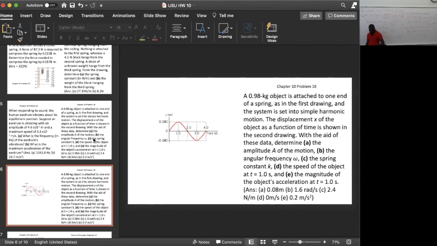So that's the drawing. So determine the amplitude. So the amplitude is the maximum vertical displacement, as you can see there. So the amplitude will just be 0.08 meters. So that's the correct answer for A. The B part says the angular frequency, omega. So let's see the period. The time for one oscillation is 4 seconds. So it took 4 seconds for one complete oscillation. So T is 4.